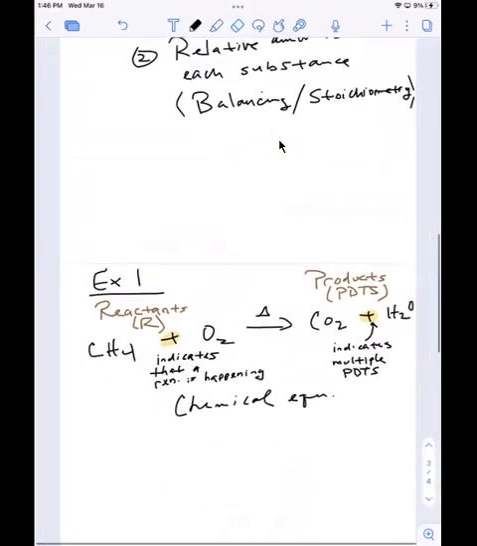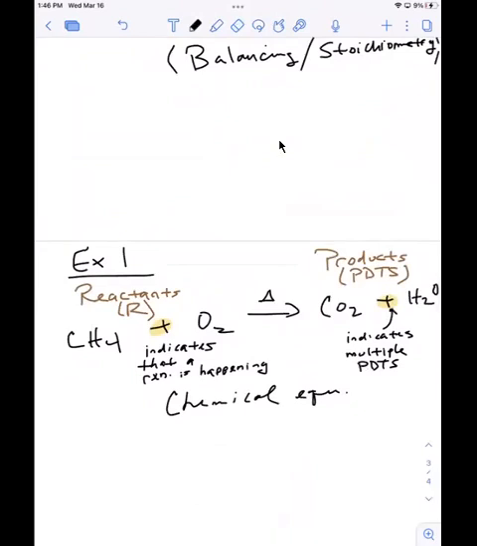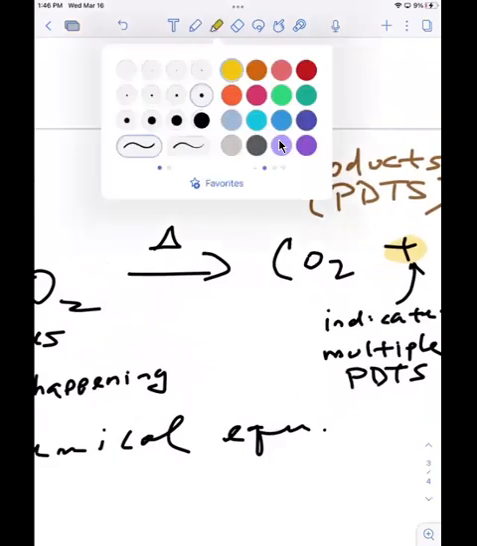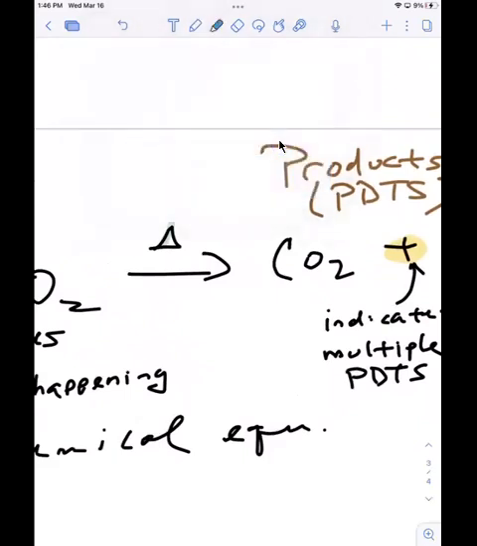Right. So the plus on the left side says that a reaction is happening. Plus on the right side says I have multiple products. And then over the arrow, right, you see I have this delta, right? When you write a reaction out, you write it out with the conditions over the arrow. So these are my conditions.